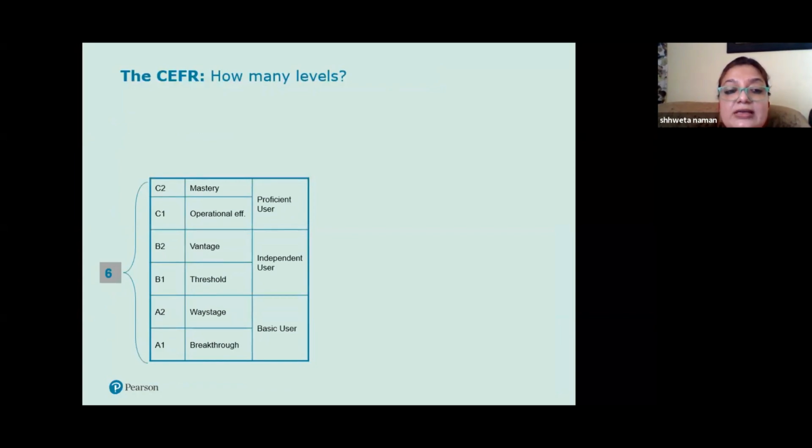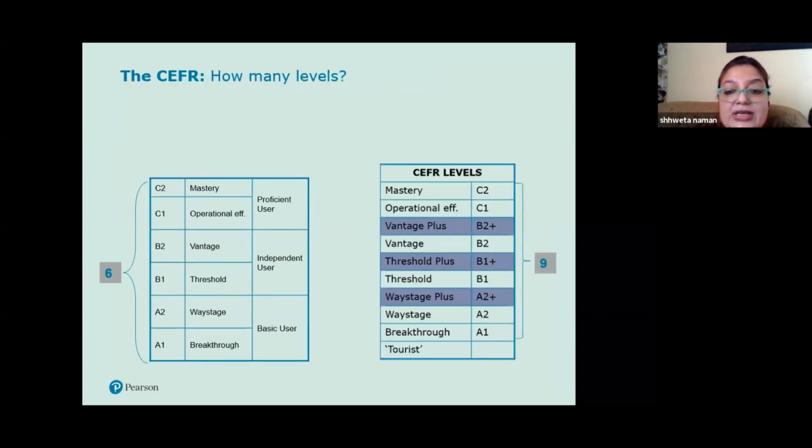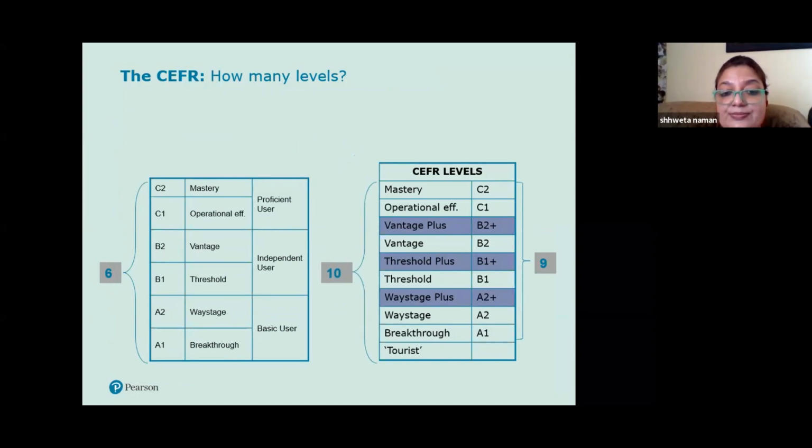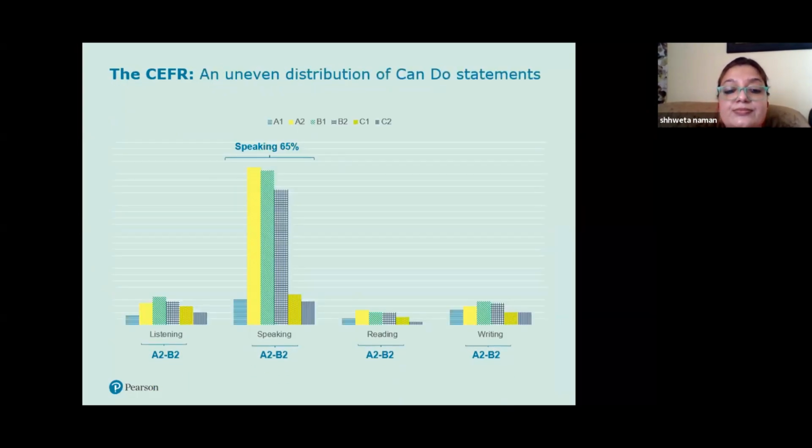So you can see the levels in CEFR. There are 6 levels, and later on they were divided into plus levels, like A2 plus, B1 plus, B2 plus, and so on. But still it was not able to help. You can see there is so much discrepancy in the can-do statements. In speaking, there was about 65% discrepancy.